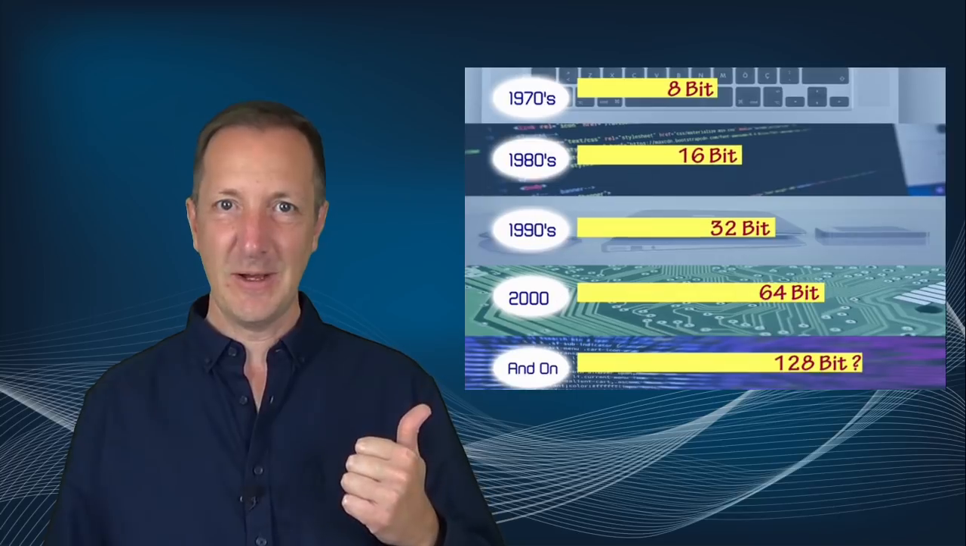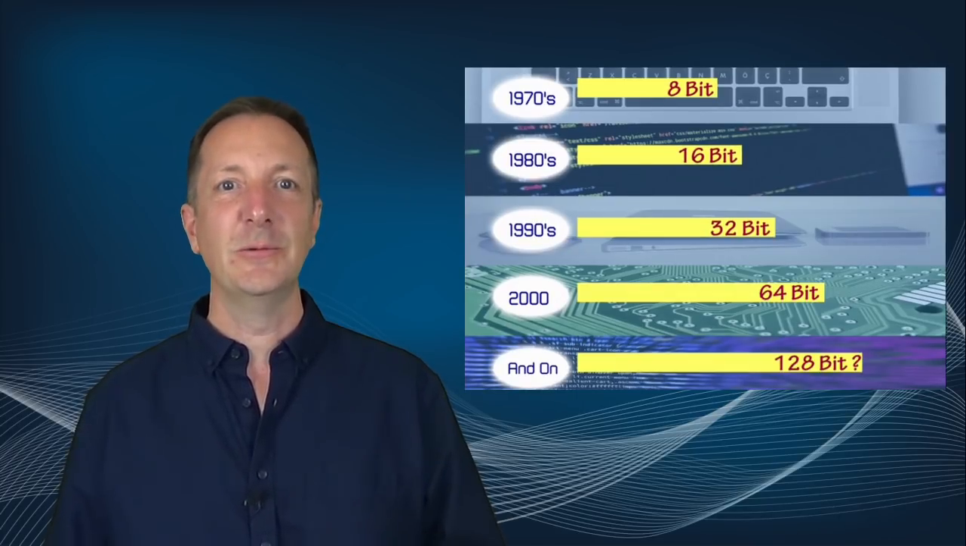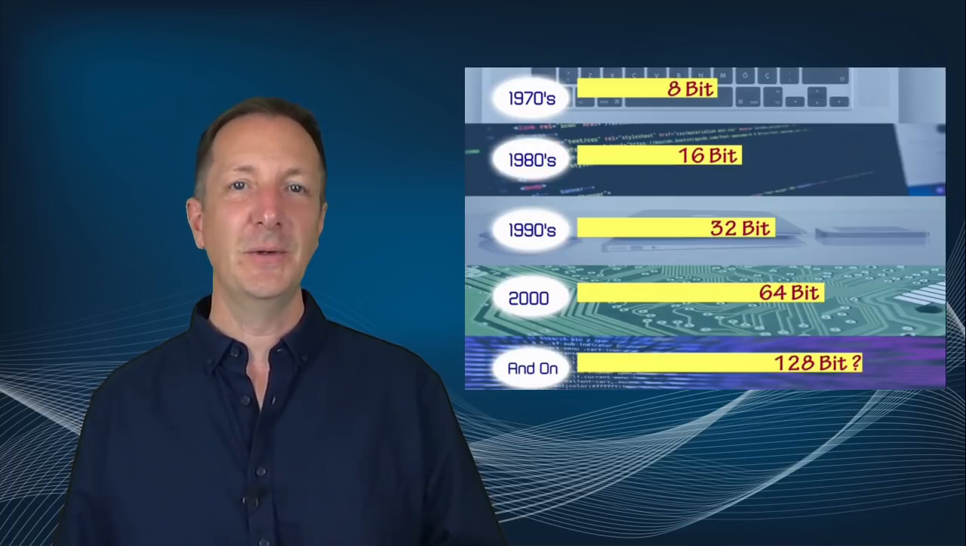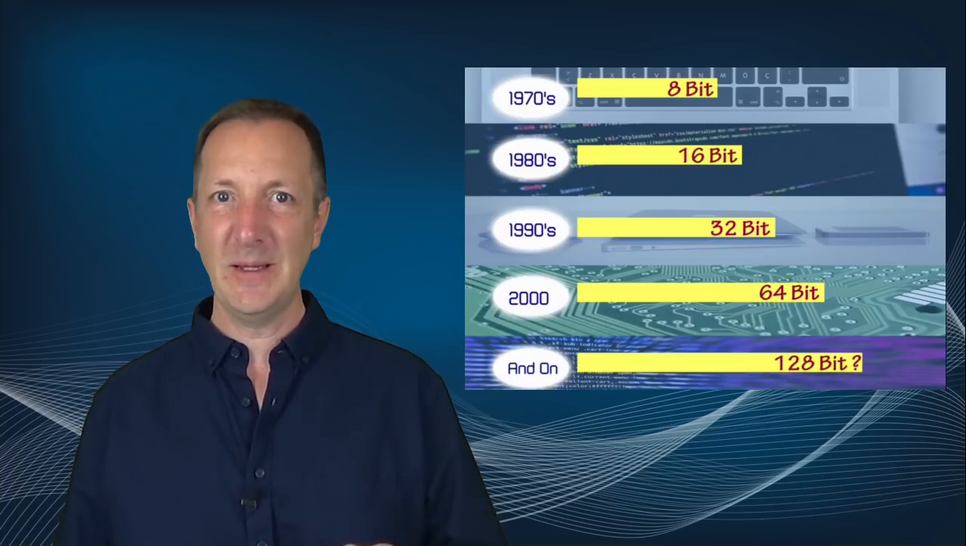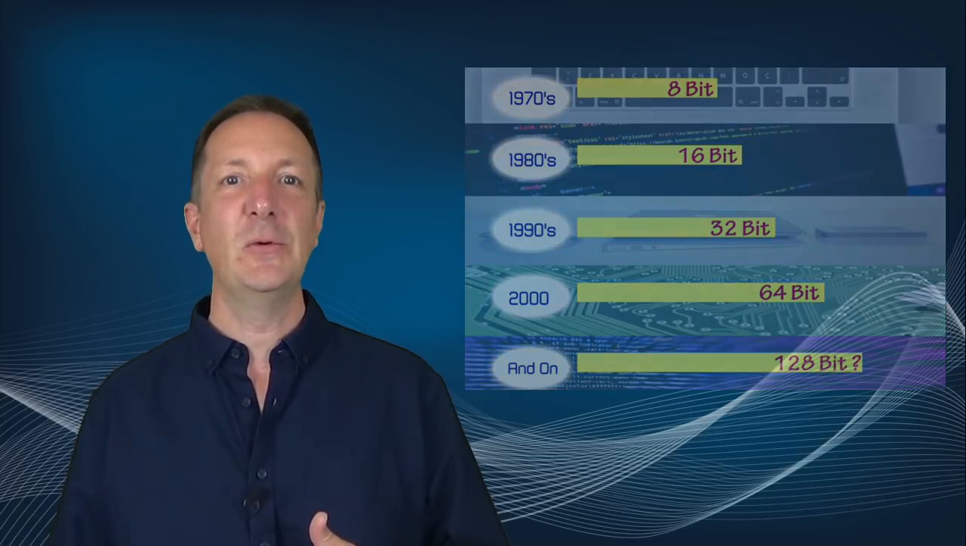So looking at this graph, it very much looks like computer manufacturers will soon be bringing out a 128-bit computer. And if they do, Microsoft will no doubt respond by bringing out a 128-bit operating system to go with it. But let's dig around some more.